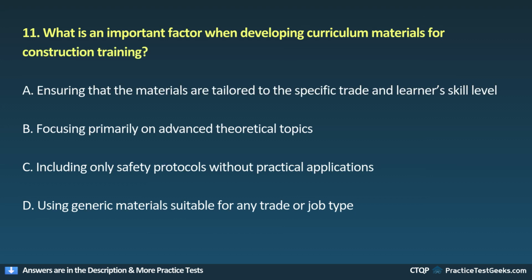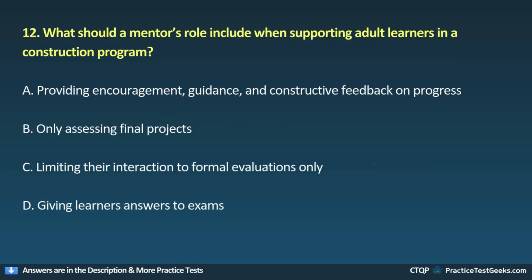11. What is an important factor when developing curriculum materials for construction training? A. Ensuring that the materials are tailored to the specific trade and learner's skill level. B. Focusing primarily on advanced theoretical topics. C. Including only safety protocols without practical applications. D. Using generic materials suitable for any trade or job type.